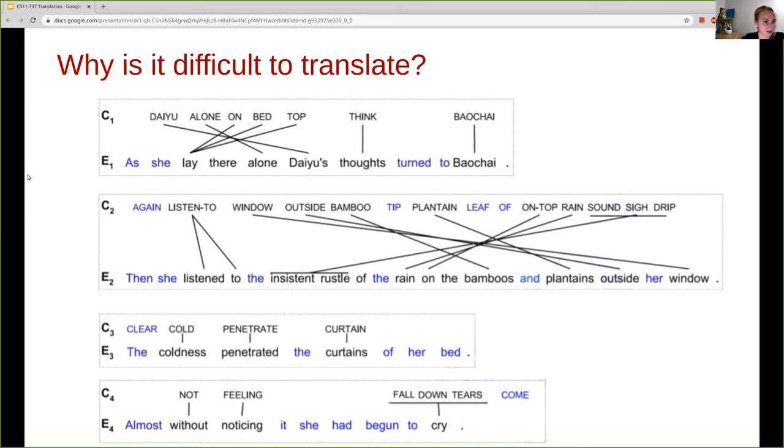And in addition, the translator really had to understand the concept and the culture to be able to translate these sentences. For example, the phrase on bed top is not clear unless it is translated to the clearer verb lay. And there is a poetic translation also, for example, bamboo tip, plantain leaf would not be clear to an English speaker, so it was simplified into bamboos and plantains. There are many additional details that you can see here that exemplify why the process of translation is difficult even for humans and why it would be difficult for us to model it computationally.